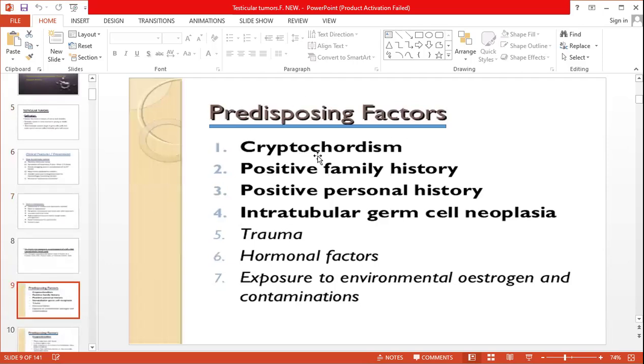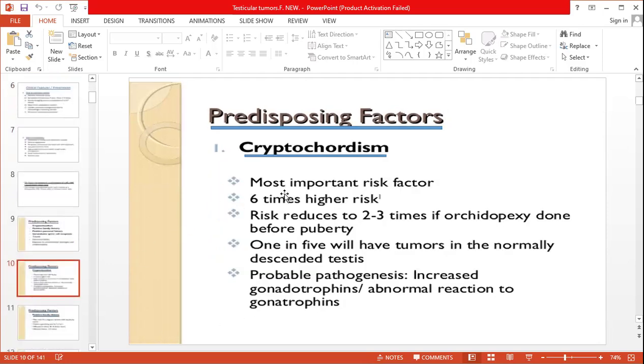Predisposing factors are cryptorchidism, positive family history, positive personal history, intratubular germ cell neoplasia, trauma, hormonal factors, and exposure to environmental estrogen contamination. Cryptorchidism is the most important risk factor, with 6 times higher risk. Risk reduces to 2 to 3 times if surgery is done for the cryptorchidism. 1 in 5 will have tumors in the normally descended testes.